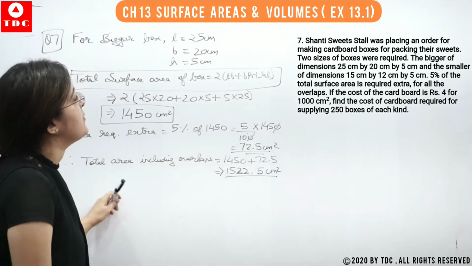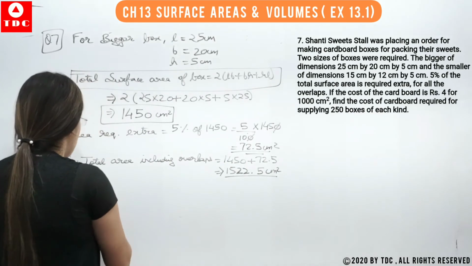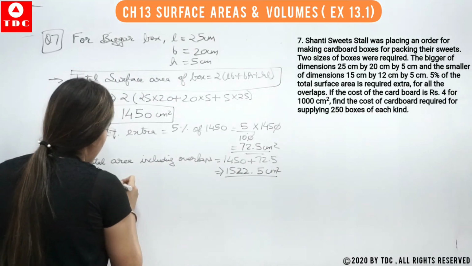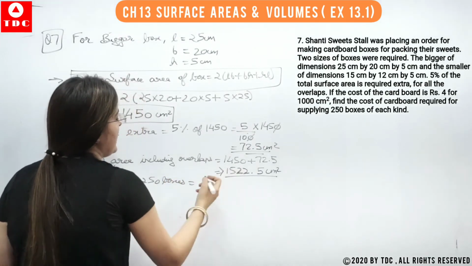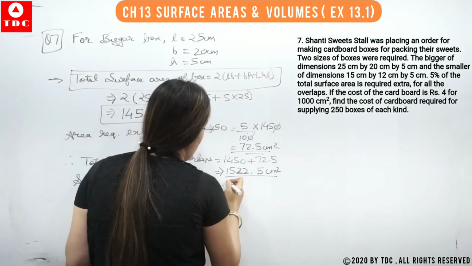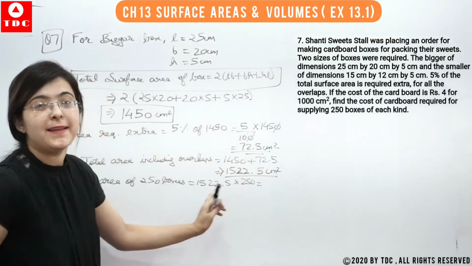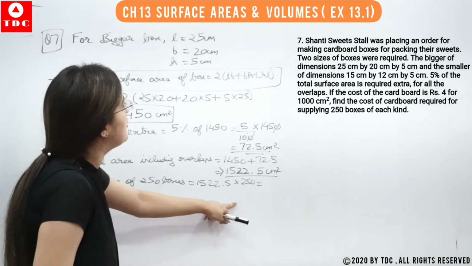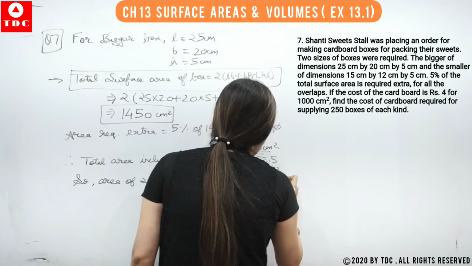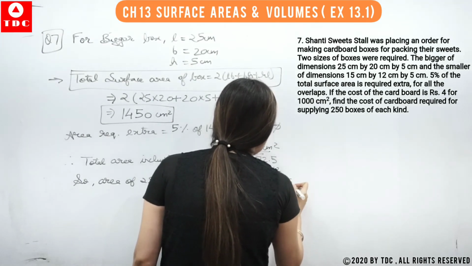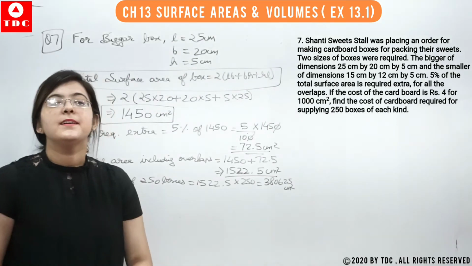Now read the question. What it is saying that there are total 250 boxes. So area of 250 boxes will be, this is total area of one box. So 1522.5 into 250. Multiply them. See what will you get when you multiply it? You will get 380,625 centimeter square.